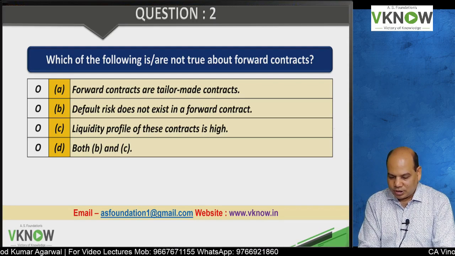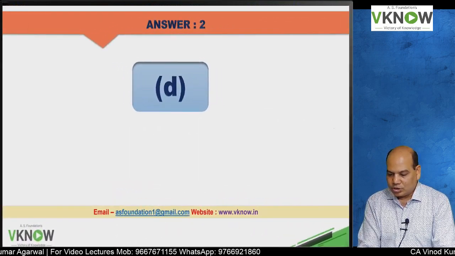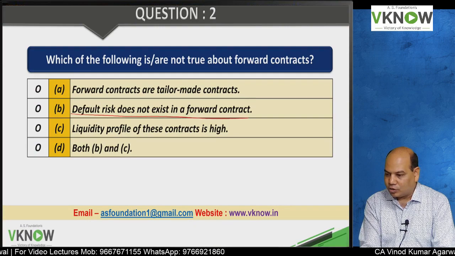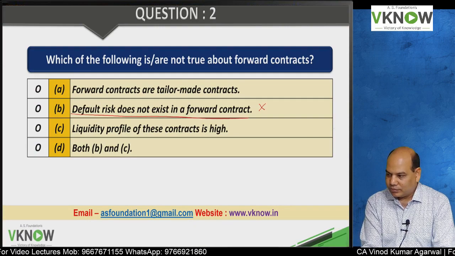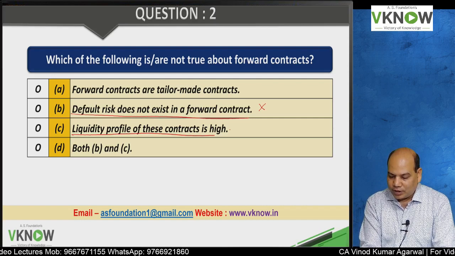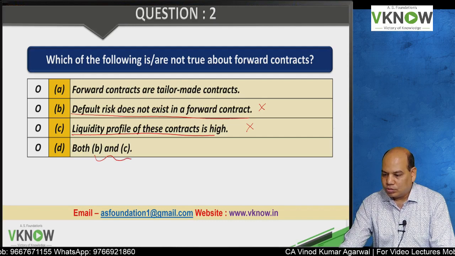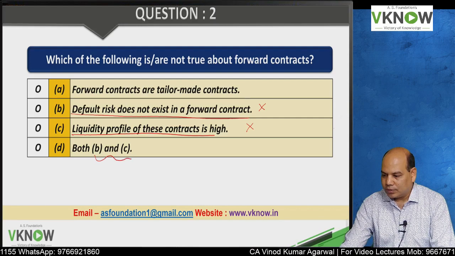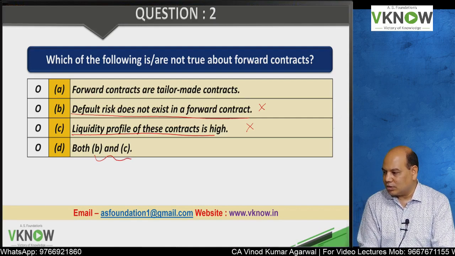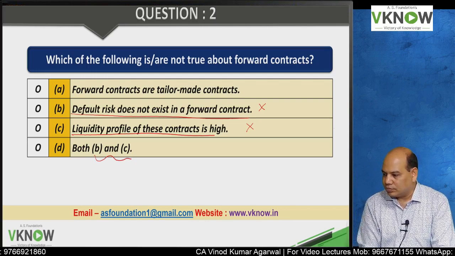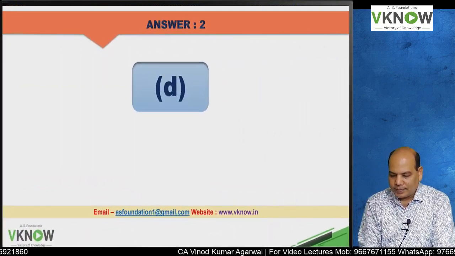Option D is the right answer, because default risk does not exist in forward contract is a wrong statement. Liquidity profile is high is a wrong statement, which means both B and C are not true. Okay. Any question now? Next point.